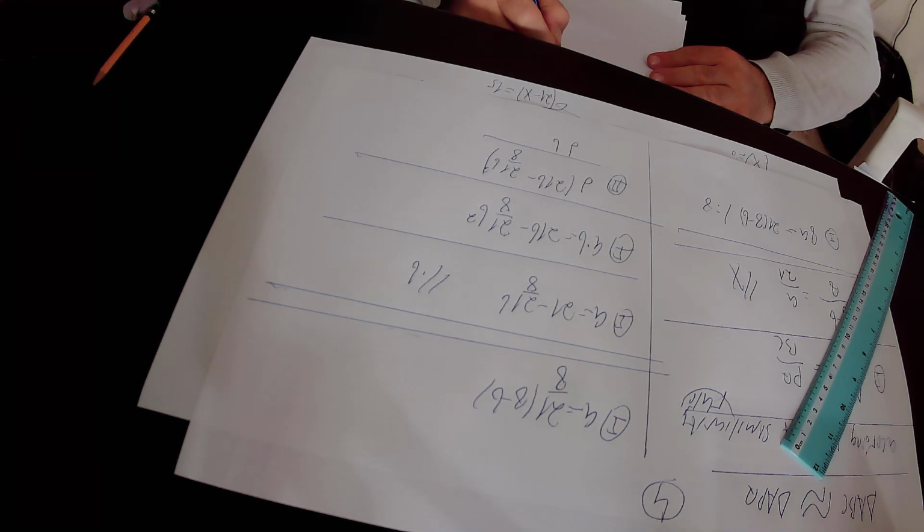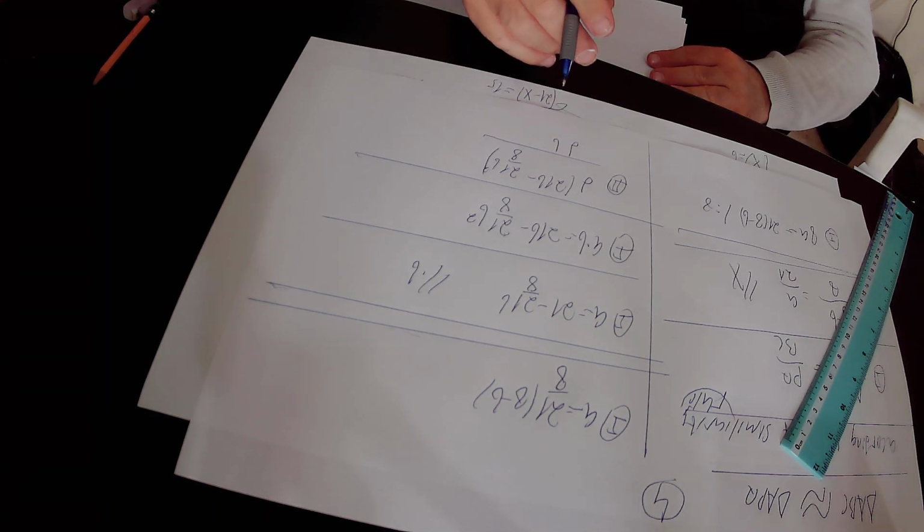And we have to equate this derivative to 0 in order to find out the extreme point of this function area.